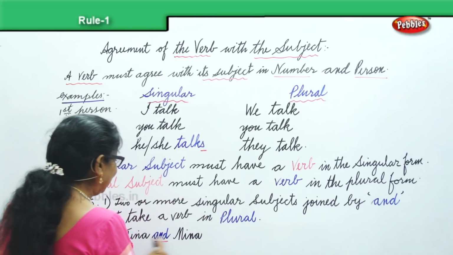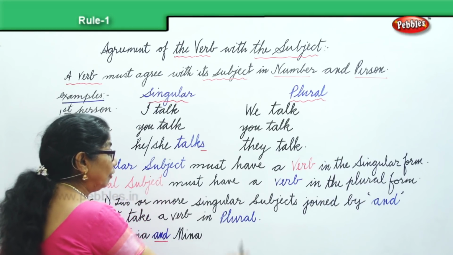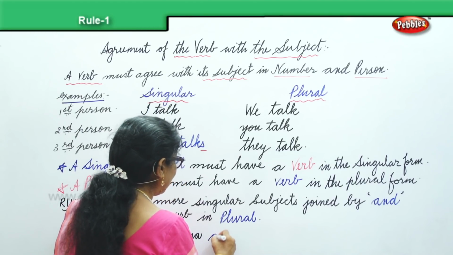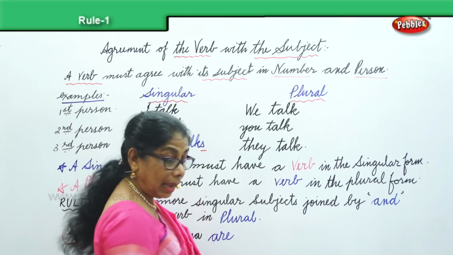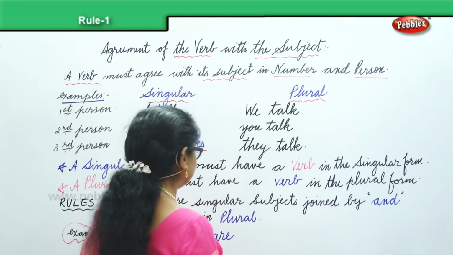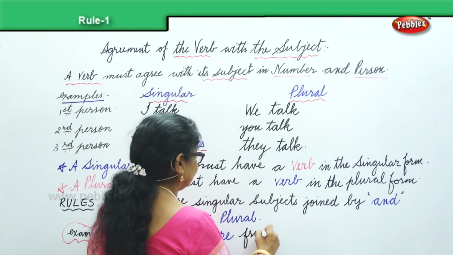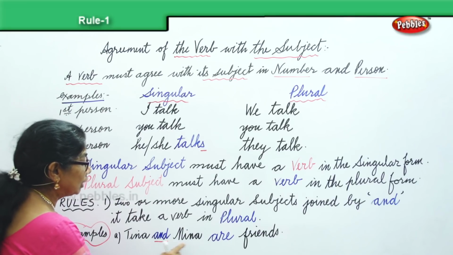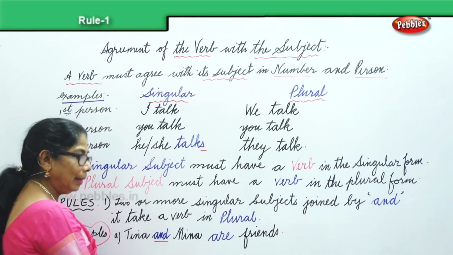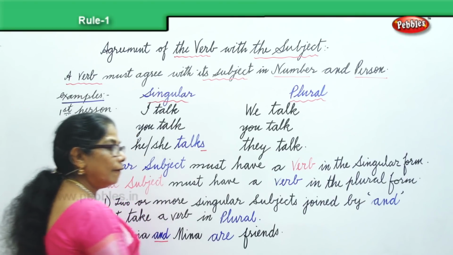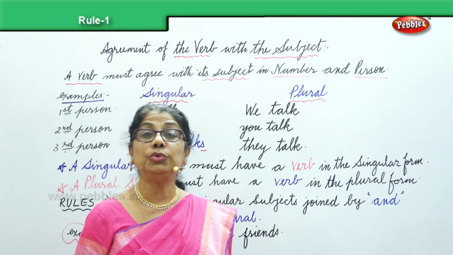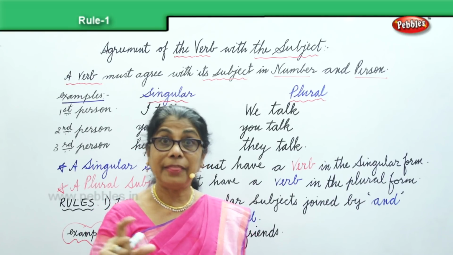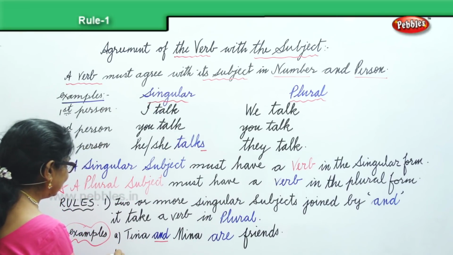Then what happens? Tina and Meena are, you take a plural form. Tina and Meena are friends. The first rule is, when two or more singular subjects are joined by and, then it takes a plural form of verb. You do not say Tina and Meena is friends. Are. The verb changes.